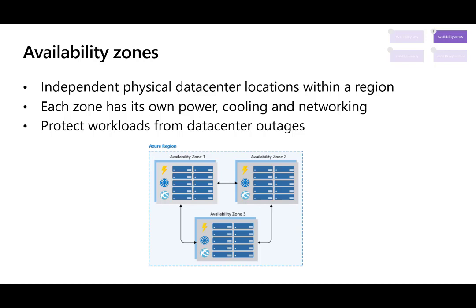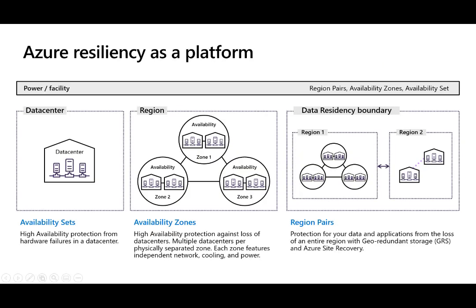Services like virtual machines are zonal services, and they allow you to deploy them to specific zones within a region. We also have other services called zone redundant services, which replicate across the availability zones in a specific Azure region. Both types, the zonal services and zone redundant services, ensure that within an Azure region, there are no single points of failure. I think this diagram explains better the scope difference between them.